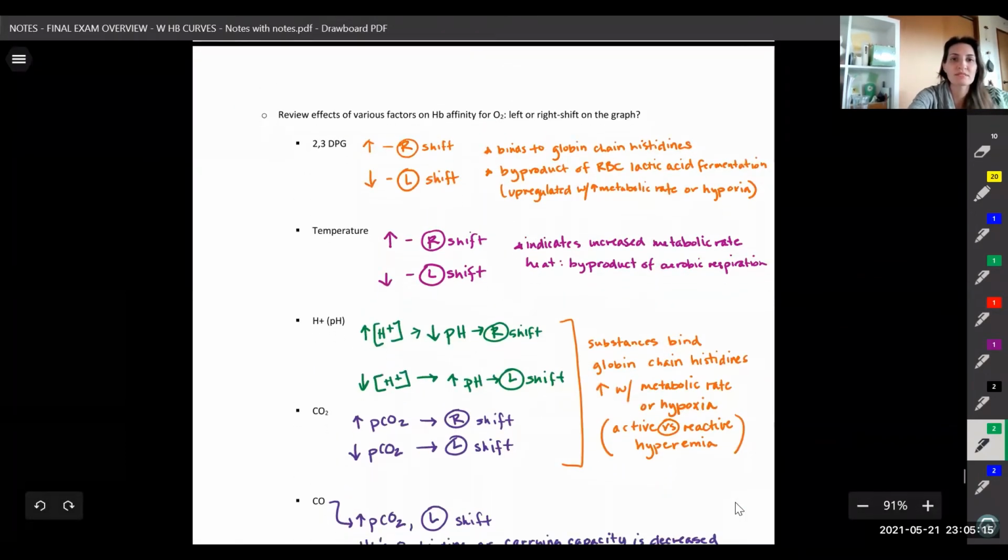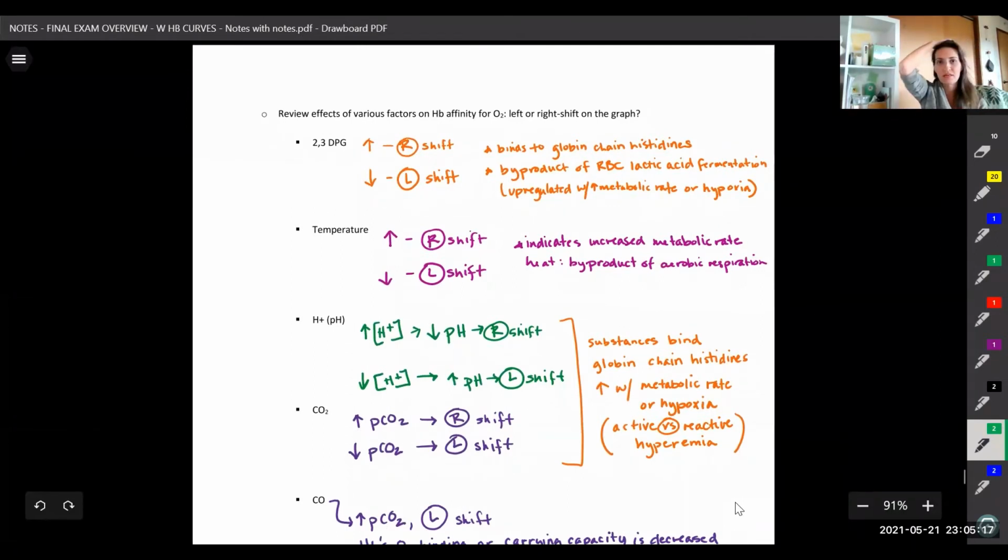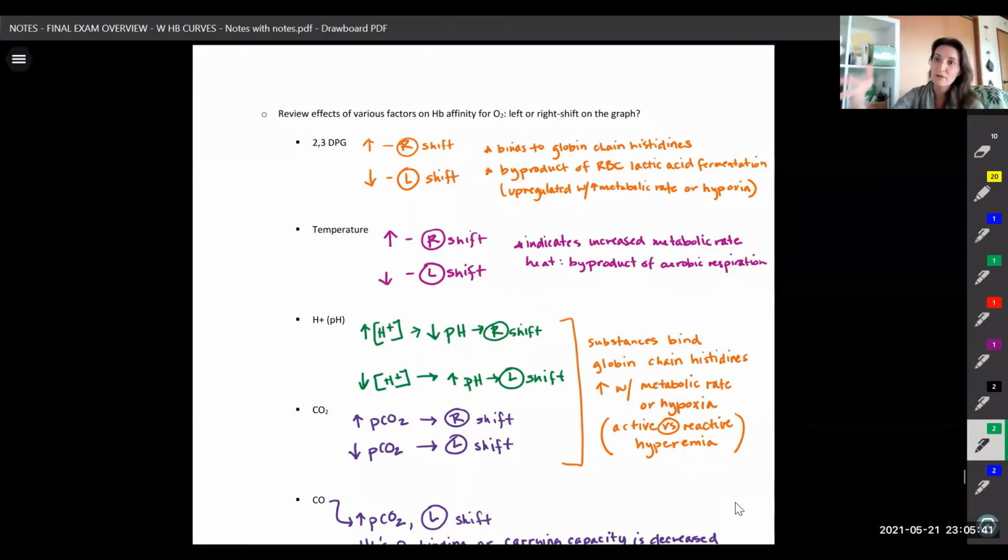All right, so we're almost done with this section here, still thinking about hemoglobin's affinity for oxygen. I wanted you to think about the factors that affect that affinity for oxygen and whether they would cause a left or a right shift on the graph. Always keep in mind that a right shift means that overall hemoglobin has a decreased affinity for oxygen. A left shift means that overall hemoglobin has an increased affinity for oxygen.